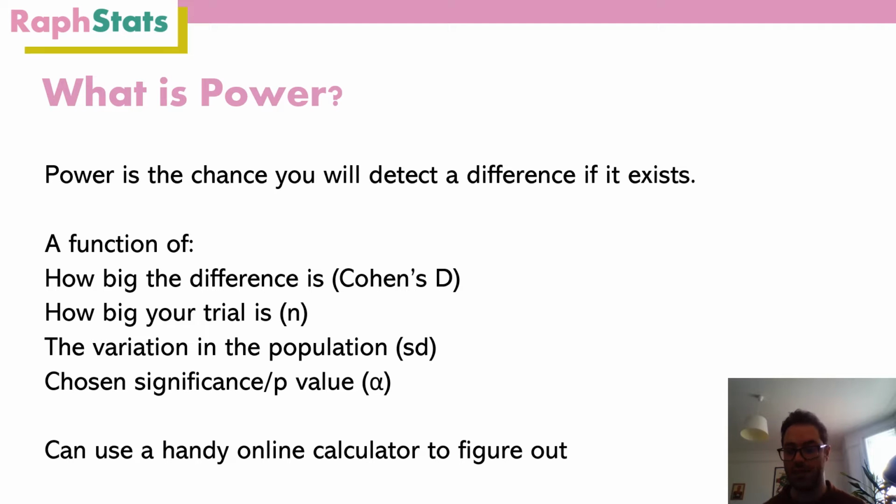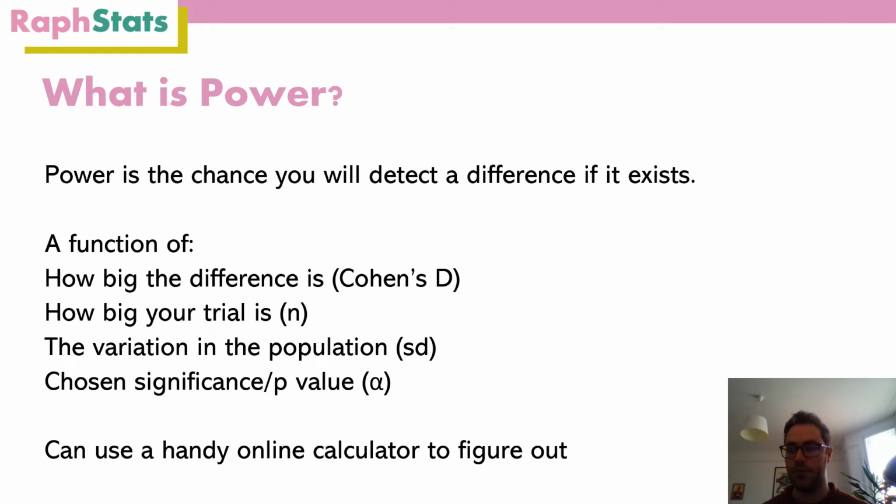How big your trial is. As previously alluded to, bigger trials are able to find smaller differences. So the more people you have, the higher your power will be for any given effect. The variation in the population is something we don't necessarily think about, but for traits that are very variable, it's going to be harder to find differences.